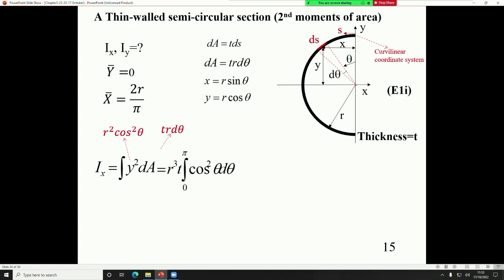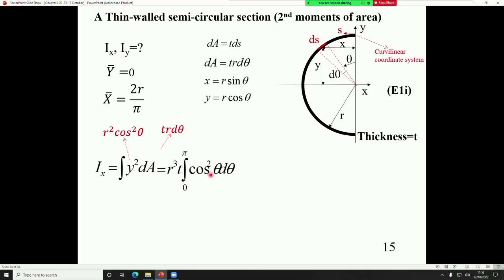Now I have converted both a Cartesian coordinate system and a curvilinear coordinate system to polar coordinates. So I converted a double integral to a single integral. This is a double integral for a solid section or a thick-walled section. For a thin section, because it is thin, we converted it to a single integral. How many variables do we have in this integral? One or two? One. And theta is changing between 0 and pi.